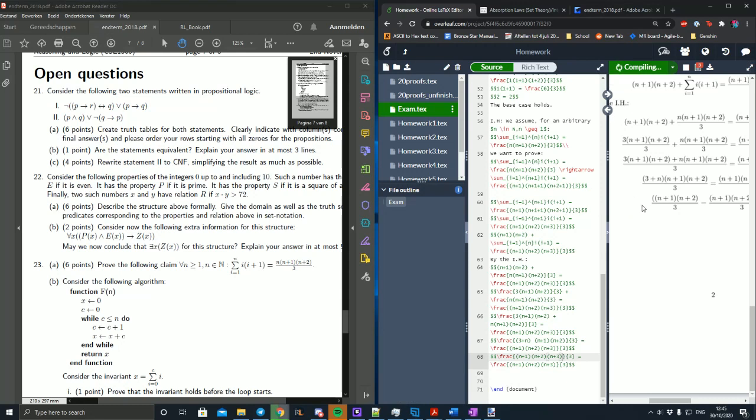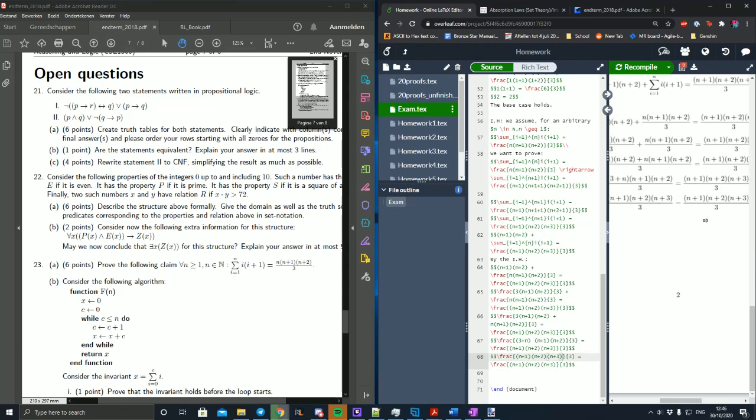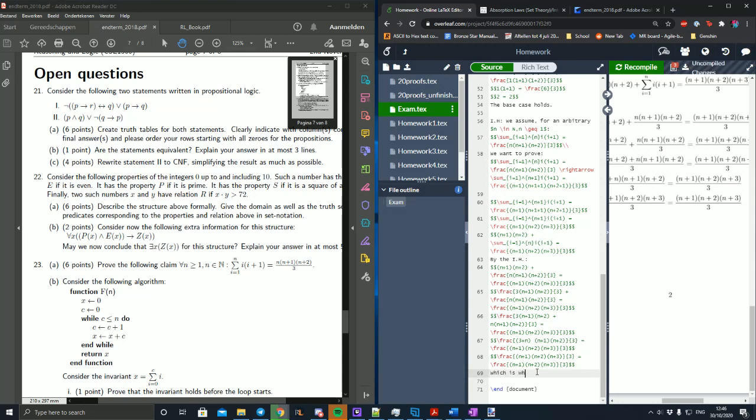Let me compile it, see where I've made a mistake. Yeah, because here we have n times this whole thing, here we have 3 times this whole thing, the same as saying n plus 3 times this whole thing, which we can rearrange to say n plus 1, n plus 2, n plus 3 is equal to n plus 1, n plus 2, n plus 3. So this holds, which is what we wanted to prove.